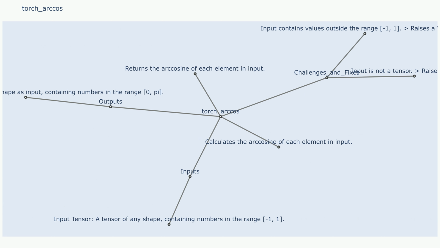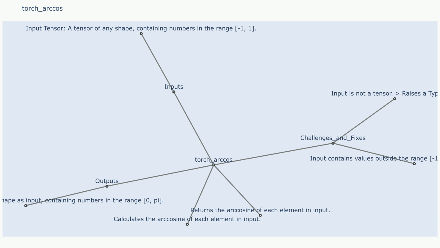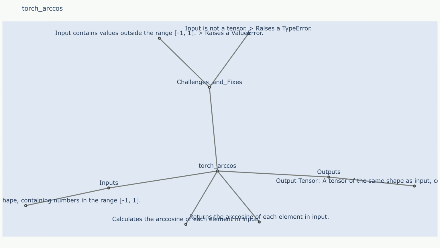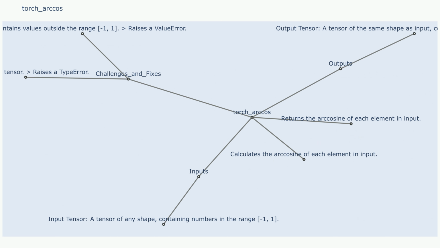Challenge 2: input tensor contains complex numbers. Sample use case that resulted in challenge 2: when the input tensor contains complex numbers, the function will raise a type error. Fixes to challenge 2: ensure that the input tensor contains only real numbers. If the input tensor contains complex numbers, you may need to use a different function or extract the real part of the complex numbers before passing them to the torch.arccos function.